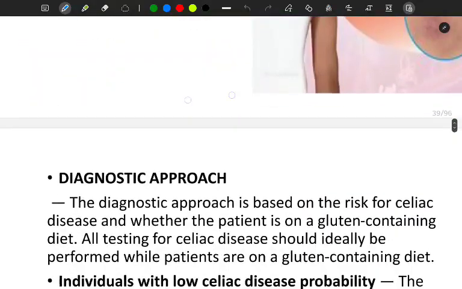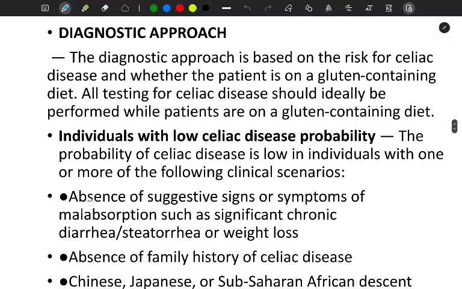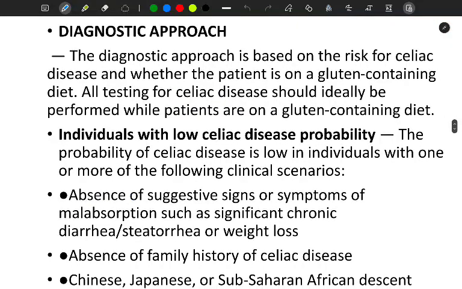Diagnostic approach: individuals with low celiac disease probability, absence of suggestive signs of malabsorption, diarrhea, and absence of family history. Chinese, Japanese, and sub-Saharan African descent have the lowest incidence of celiac disease. Next. They are more common, you're right, they have celiac more commonly than us.